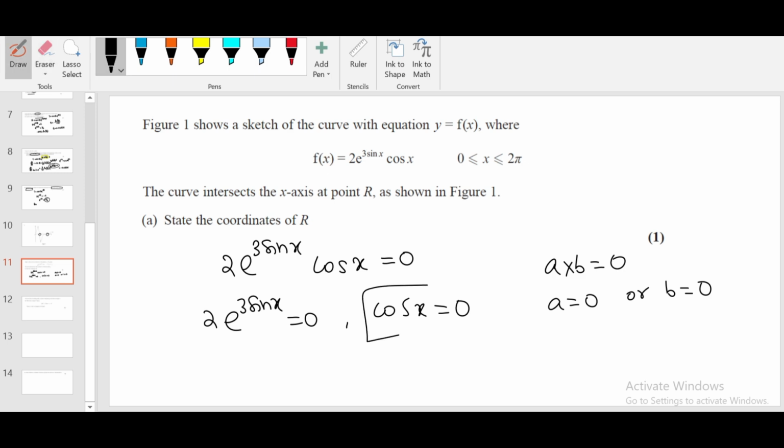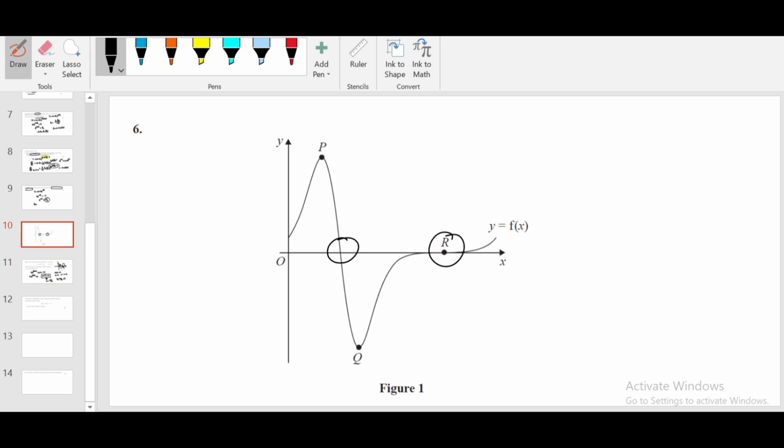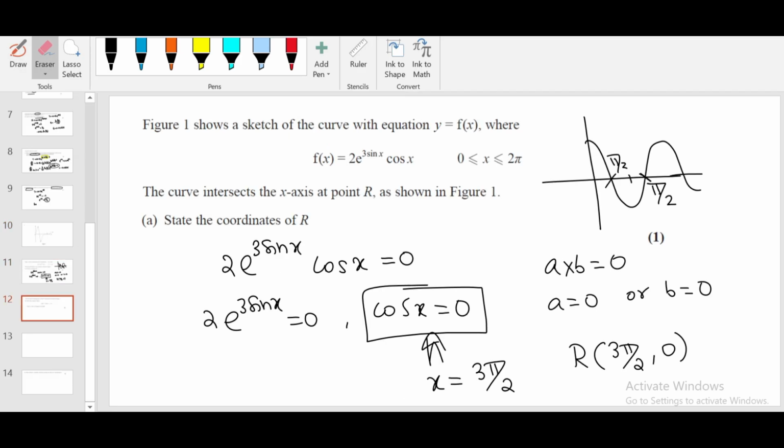When you solve cos x is equal to 0, look at the cosine graph. This will be pi over 2; the second solution, second x-intercept, of this equation will be x is equal to 3 pi over 2. So the coordinates of R is 3 pi over 2 comma 0, that's all, because R is the second x-intercept. Let's move on to the next one.